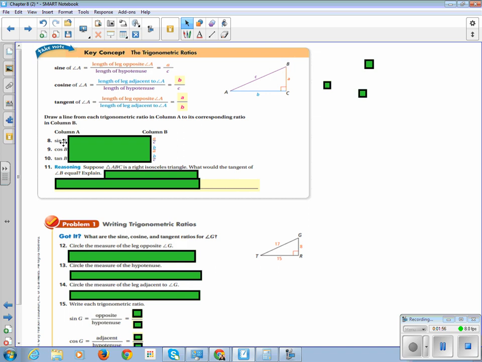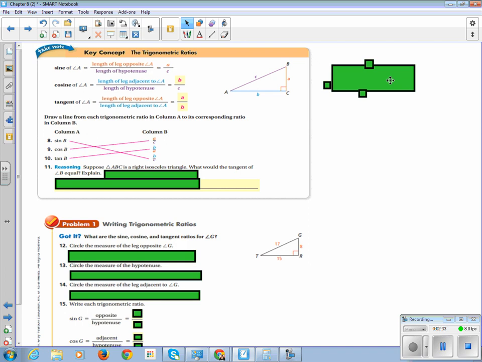So angle B, the sine of angle B is going to be the opposite side, which is little b, over the hypotenuse, C. So I'm going to draw a line from sine of B to B over C. The cosine of B is the adjacent side A over the hypotenuse C. So I'm going to draw a line from cosine of B to A over C. And then the tangent is opposite over adjacent, B over A. So your lines should look like this.